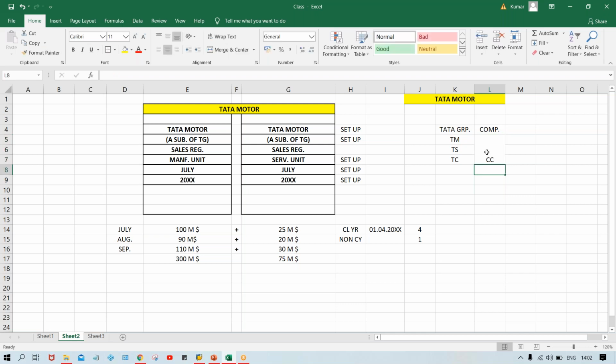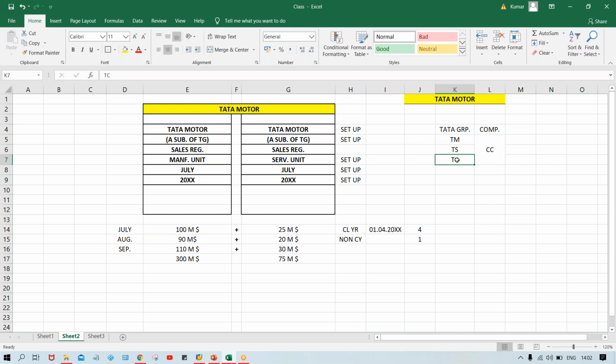Okay, I'm typing again in shortcut itself. This is called company code. These all, Tata Motor, Tata Steel, Tata Chemical, this is called company code. So company equals to what, guys? Company is nothing but group company, and company code is what? Whatever subsidiaries are there, right?